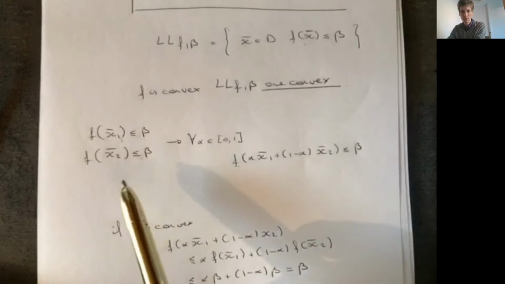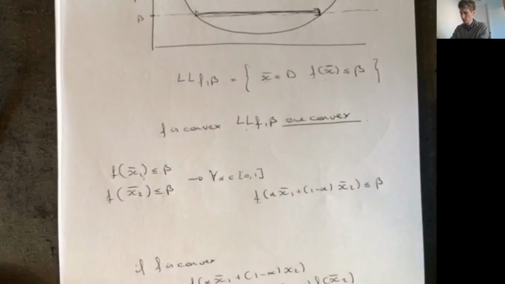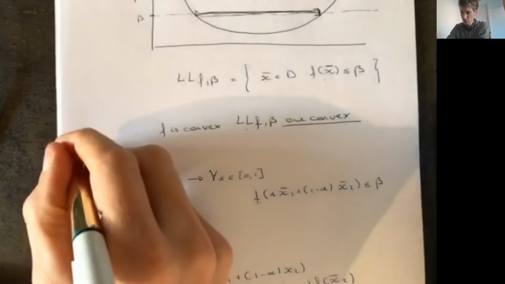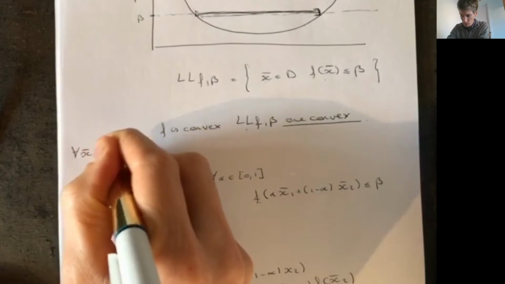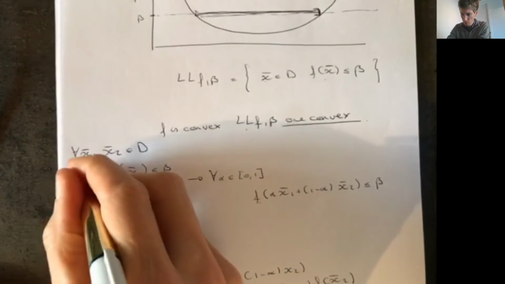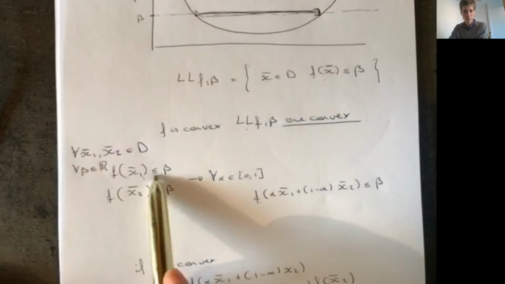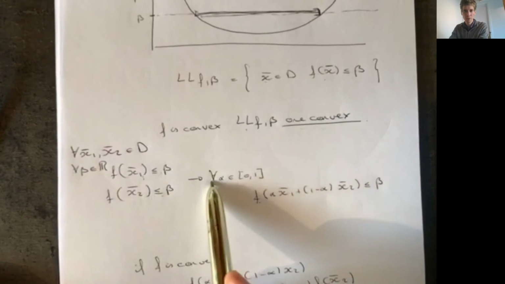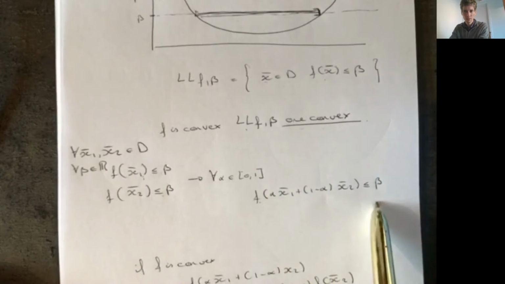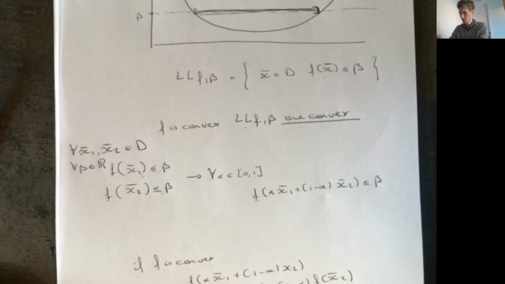So we already have seen that quasi-convexity is that lower level sets are convex. So basically, if I adjust this definition, it means that for all x1, x2 in the domain, for all beta in R, if f of x1 is lower or equal to beta, f of x2 is lower or equal to beta, then for all alpha in [0, 1], this has to hold. Okay. So this is the definition of quasi-convexity.